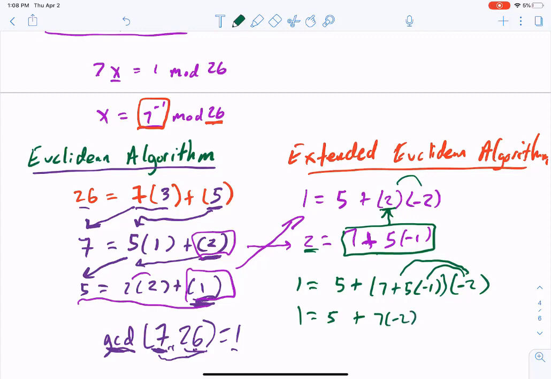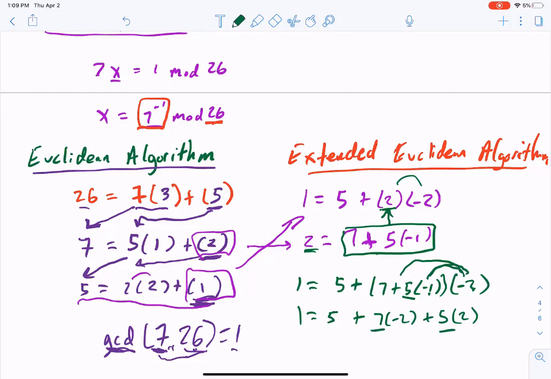7 times negative 2. And then plus, I have a 5. And here I can actually multiply through. Negative 2 times negative 1 is a positive 2. I'm retaining the 5. Oh my goodness, why does it keep flipping to an eraser? Okay. I'm retaining the 5 and I'm retaining the 7.